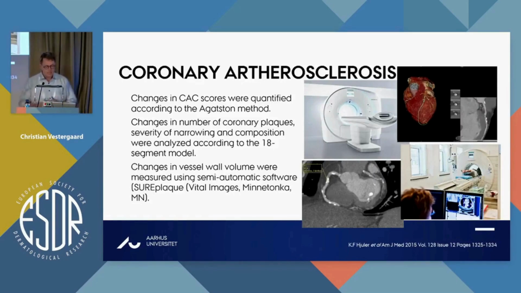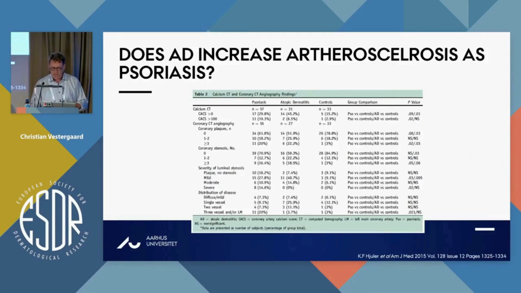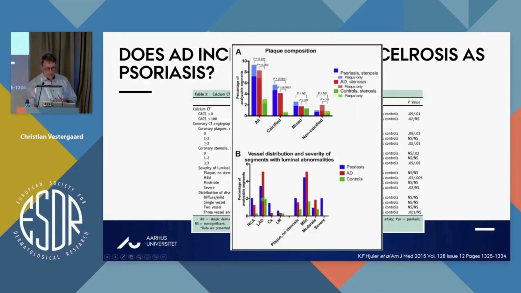Then you can also do CT scans, and this is also a study that we did in our group some years ago. What we really did was CT scans of the coronary arteries. So simply enough, we looked for atherosclerosis, and we separated the coronary arteries into 18 different segments and looked at how much atherosclerosis they had. And what we found was that among AD patients, there was an increased degree of atherosclerosis as counted by the segments involved, with mild and moderate atherosclerosis, compared to psoriasis, where patients had the very severe atherosclerosis.